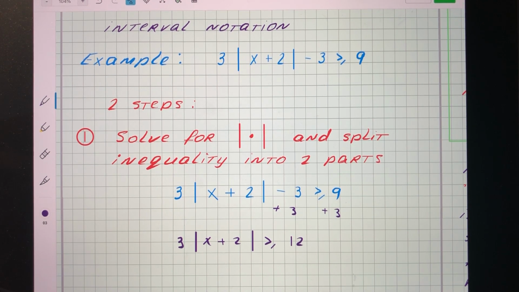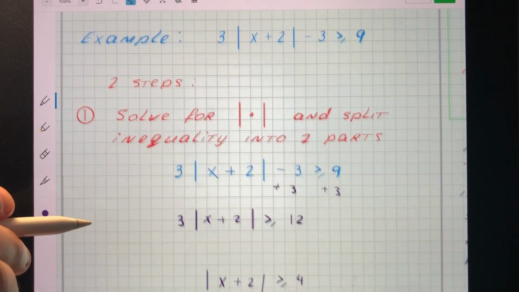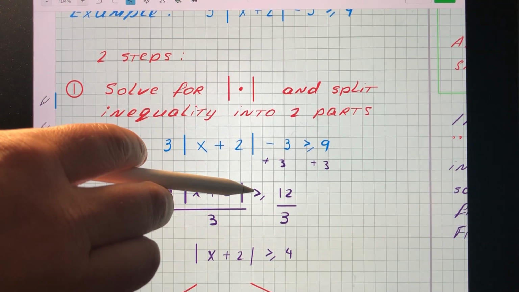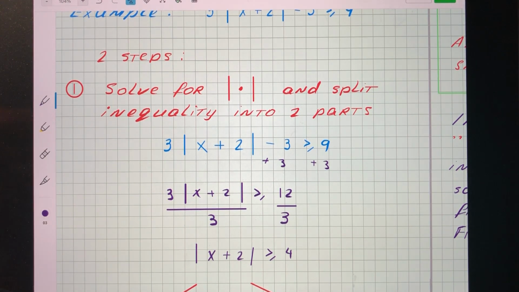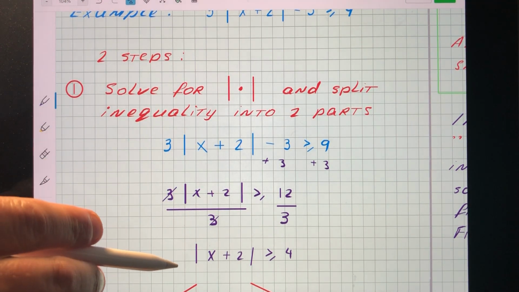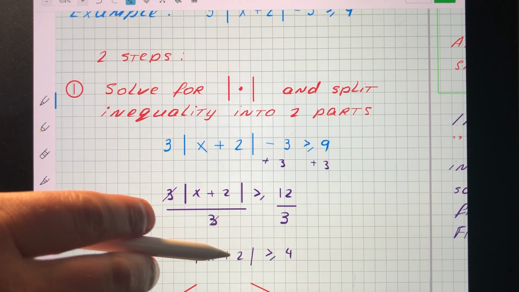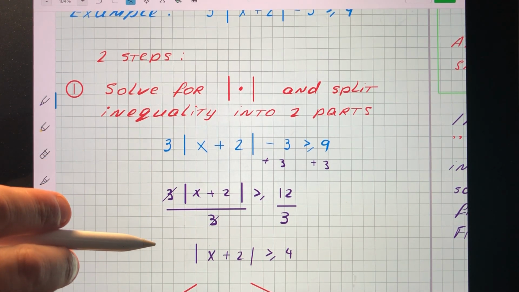Now we need to undo multiplication by 3. To cancel times by 3, we divide both sides by 3. And because we are dividing by positive 3, not negative 3, the inequality symbol does not change. 3's cancel off, and 3 goes into 12 4 times, which now gives us x plus 2 is greater or equal to 4. Now we split the inequality into two parts.